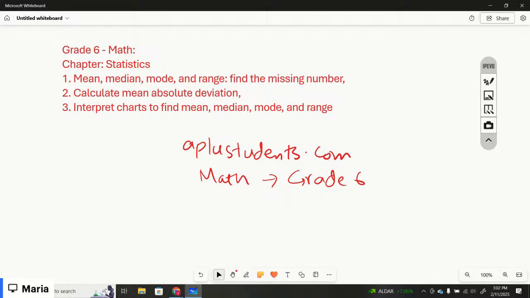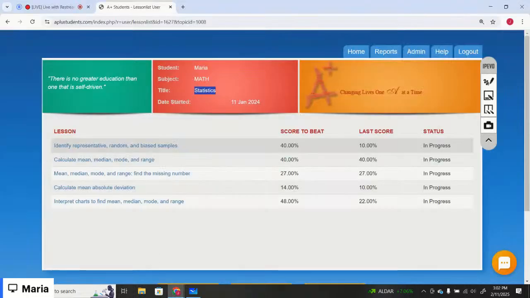Please make sure you have your notebook and pencil so that you can note down the important examples and definitions as well. Here I'm on grade 6 math. The chapter we are on right now is statistics. Let's just start with the lesson that is mean, median, mode, and range. Find the missing number.